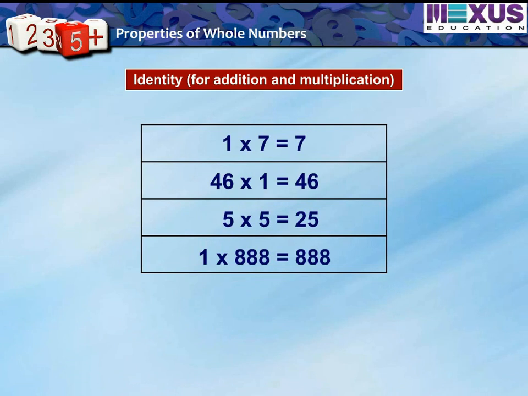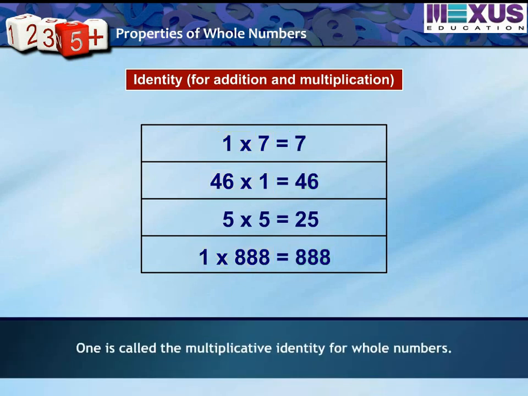Similarly, observe the following table. We see here that when we multiply a whole number by 1, the product is the same whole number. Therefore, 1 is called the multiplicative identity for whole numbers.